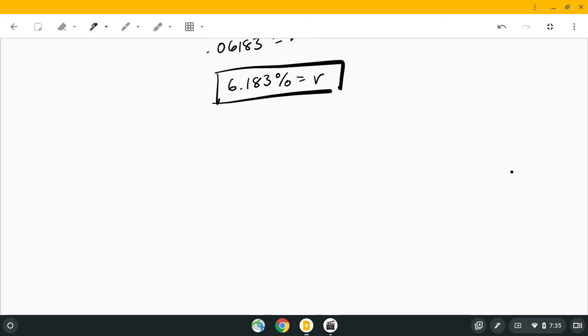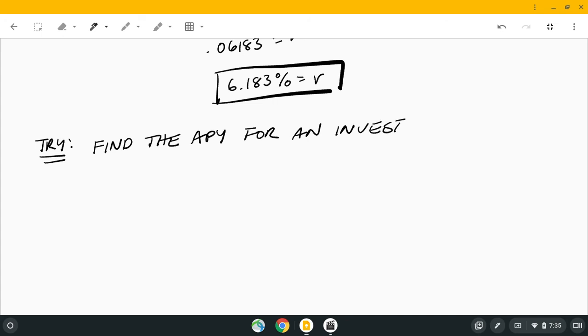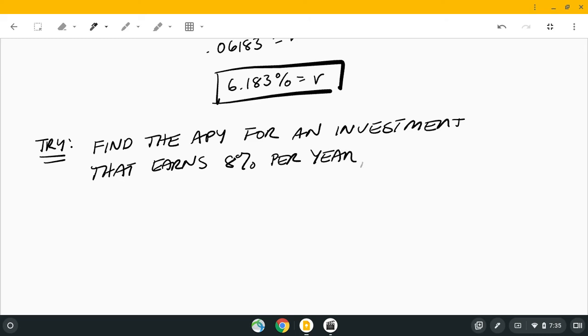Go ahead and try this one. Find the APY for an investment that earns 8% per year compounded monthly. Okay. So go ahead and try it.